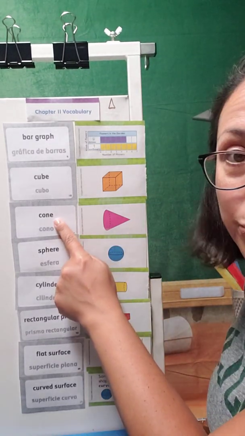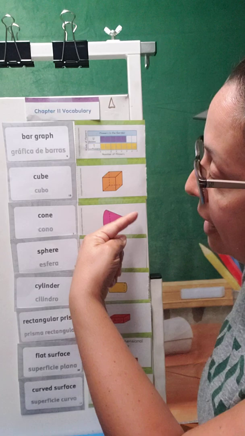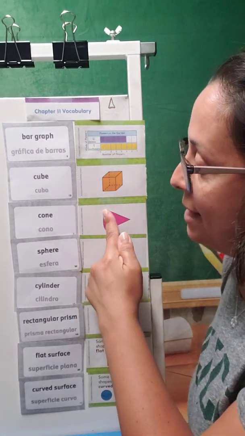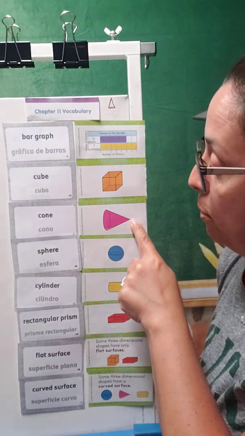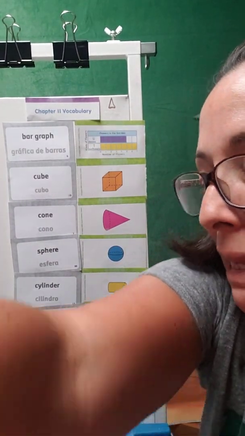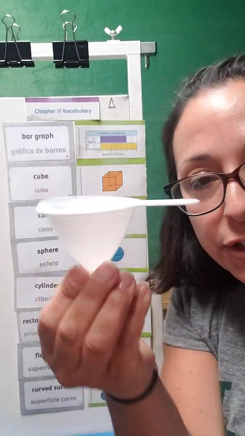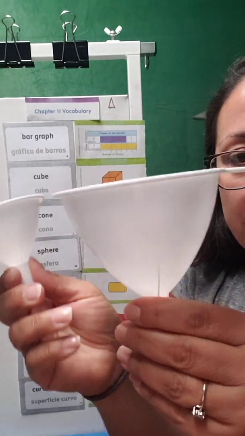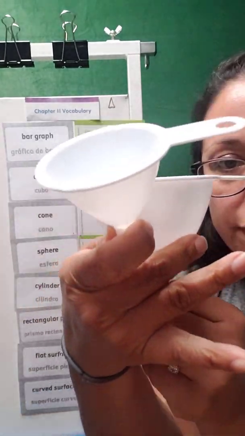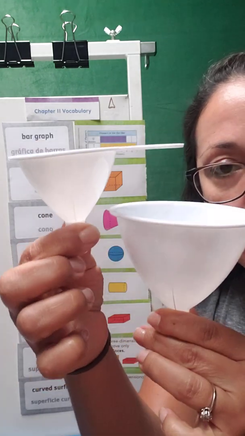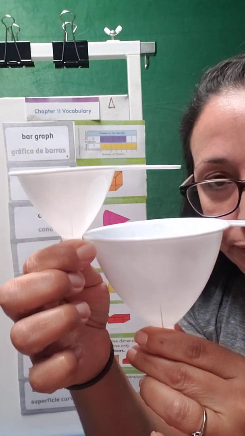A cone is rounded. It has a curved surface. Tiene una superficie redonda. And it has a bottom that is flat. And then it has a point there. Okay? La parte es plana abajo. Now, I didn't have any exact cones, but I do have funnels, which are kind of the shape of a cone. So no tenía exactamente, this is a little curved, so it's not the best example, pero esto es un tipo de cono. You can say that this is a type of cone.